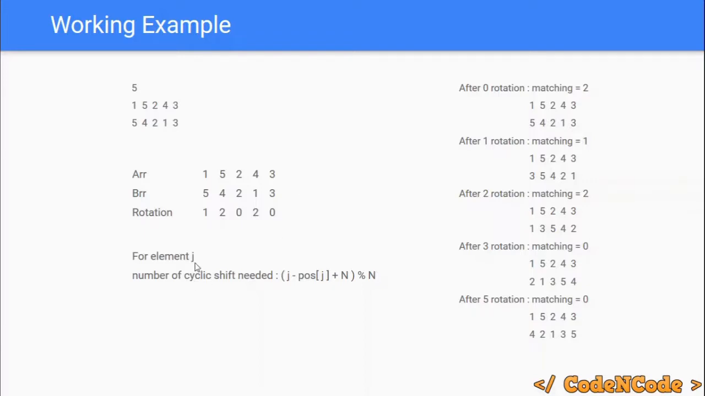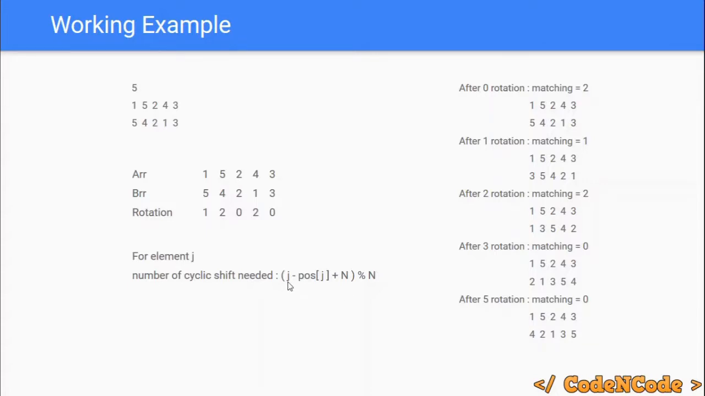So now if we are talking about element j, the correct position of it is j, right? So this is the final position. I'm talking about this array. This is the array, and the array with which we are matching is actually 1 2 3 4 5. So element 1 is supposed to be on position 1, so it is on position 1.